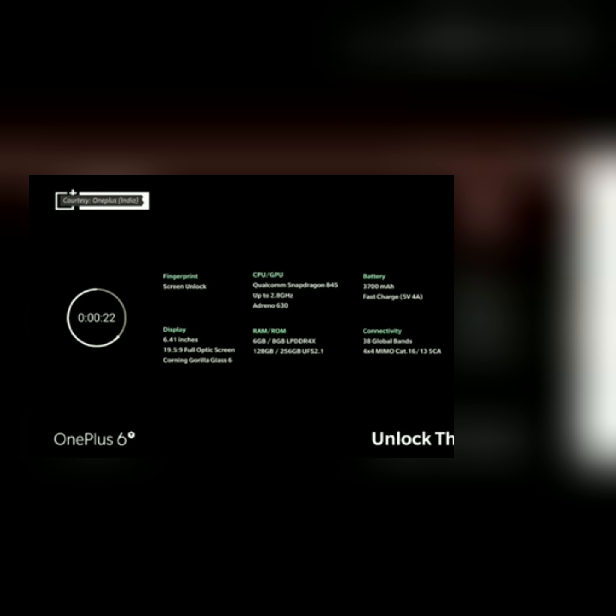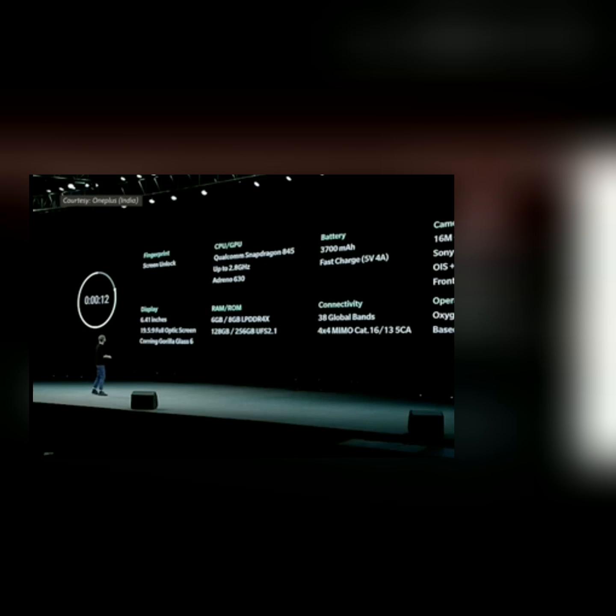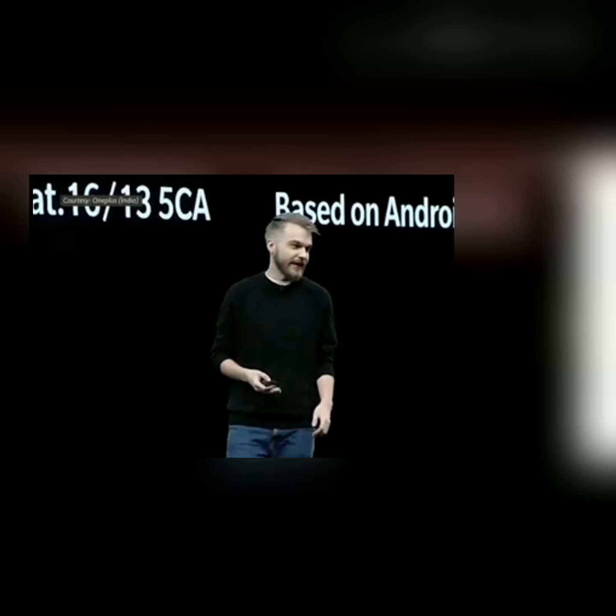16 plus 20 megapixel cameras on the back with optical image stabilization and electronic image stabilization with a focal of 1.7 and a front camera with 16 megapixel. And on top of it all, Oxygen OS based on Android Pie. All right, let's read.